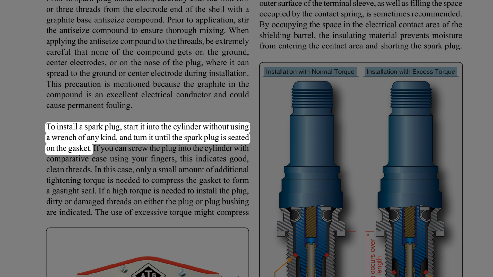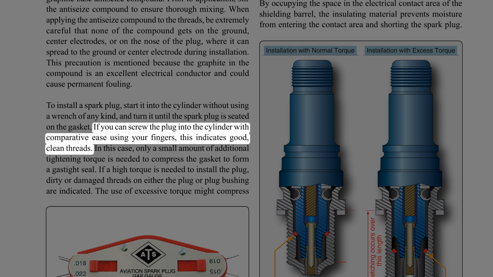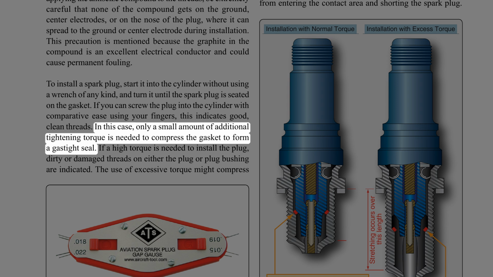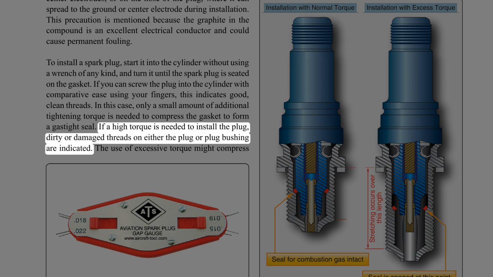To install a spark plug, start it into the cylinder without using a wrench of any kind, and turn it until the spark plug is seated on the gasket. If you can screw the plug into the cylinder with comparative ease using your fingers, this indicates good, clean threads. In this case, only a small amount of additional tightening torque is needed to compress the gasket to form a gas-tight seal. If a high torque is needed to install the plug, dirty or damaged threads on either the plug or plug bushing are indicated.